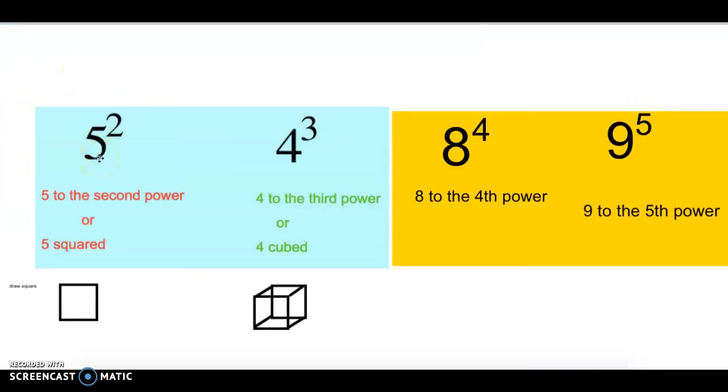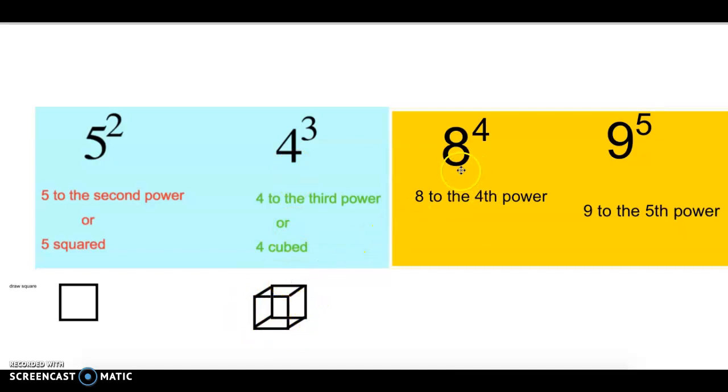This says 5 to the 2nd power. So 5 is the base and 2 is the exponent. You can also read this one as 5 squared. And you can remember that because a square is 2-dimensional. So whenever you see the little 2 up here, that can be 5 to the 2nd power or 5 squared. The next one is 4 to the 3rd power. You can also read this one as 4 cubed. And remember, a cube has 3 dimensions.